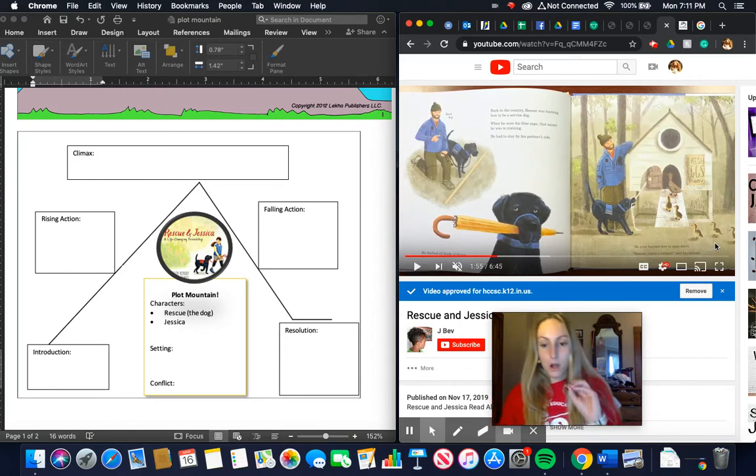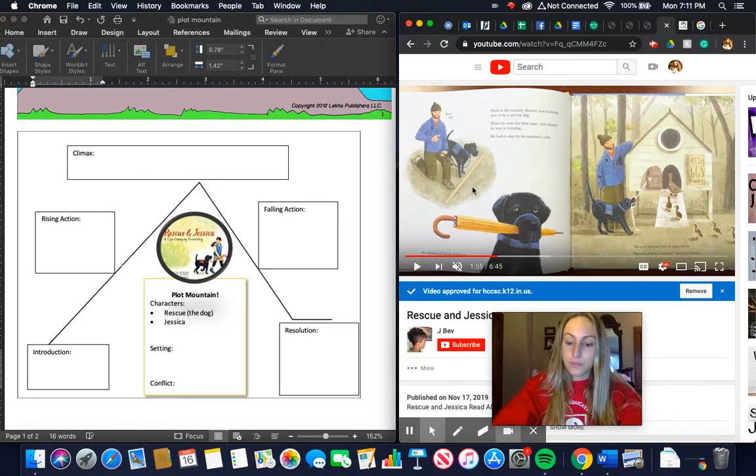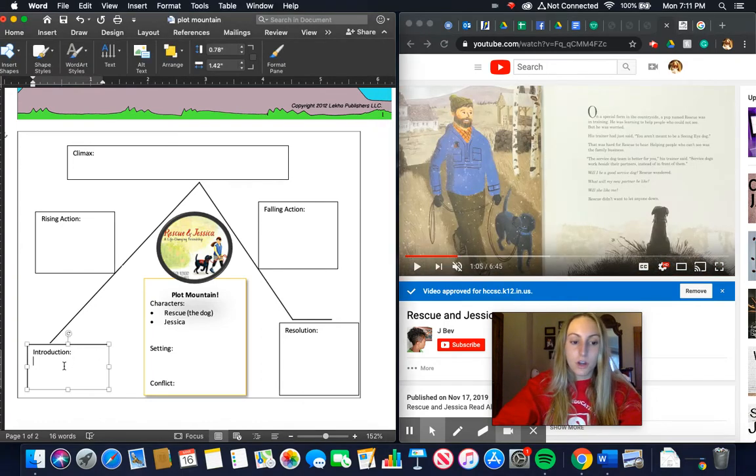Okay, pause. We're pausing the story because I would like to start filling in the introduction. So what happened in the very beginning? Well, we started the book off. We met Rescue. Rescue is a service dog in training.